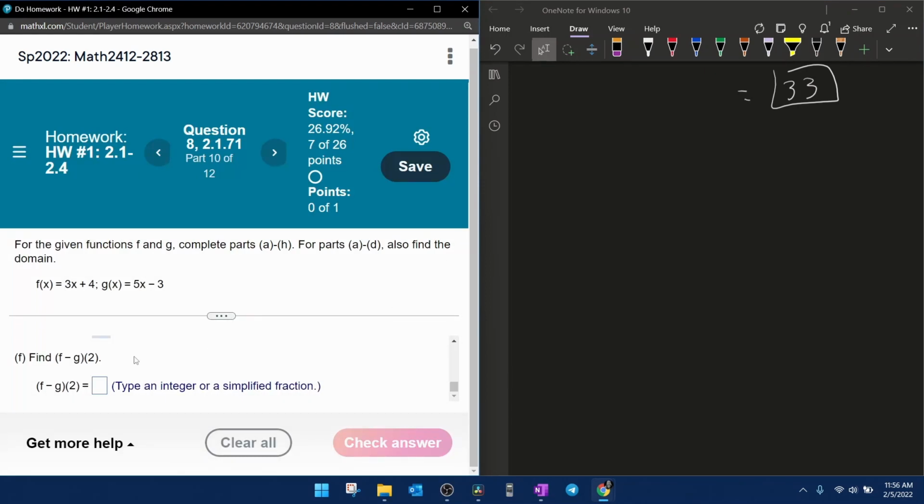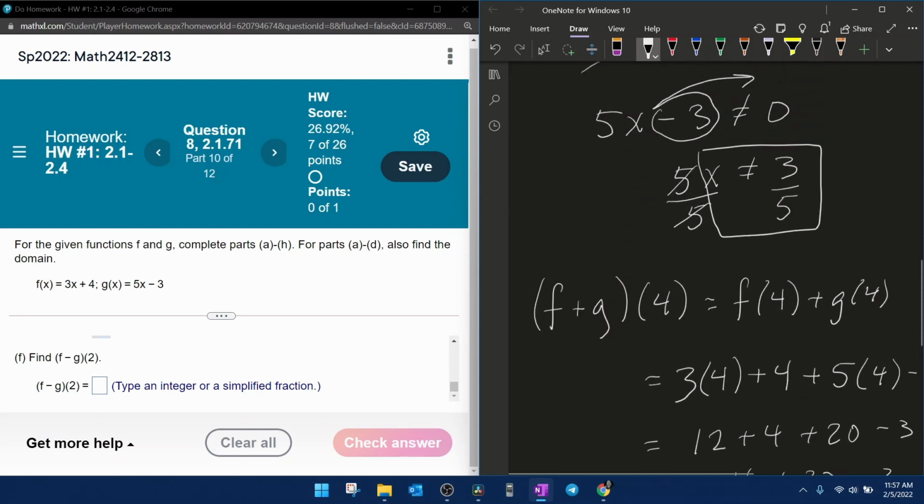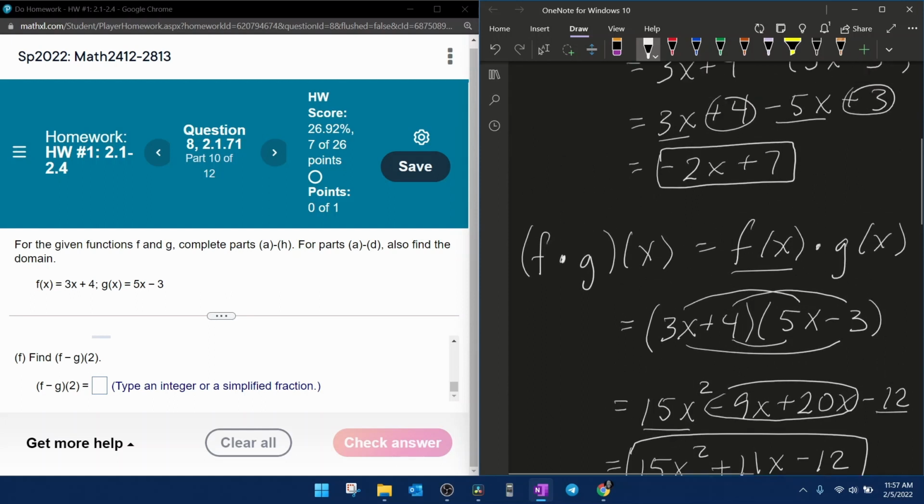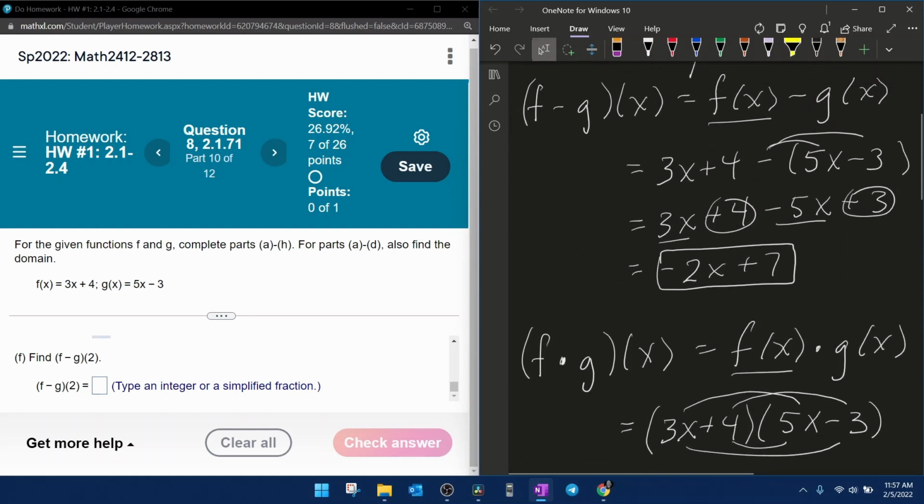And then part F, f minus g of 2. I'm not going to demonstrate both ways this time. What I'm going to do is take the shortcut, which is to go up where we have f minus g of x, and I'm going to replace x with 2. So that's going to be negative 2 times 2 is negative 4. Negative 4 plus 7 is 3.